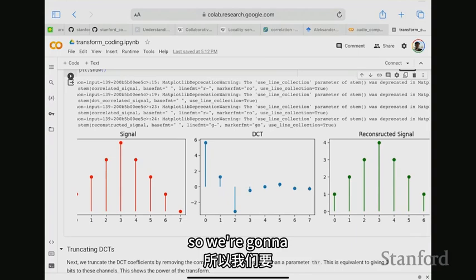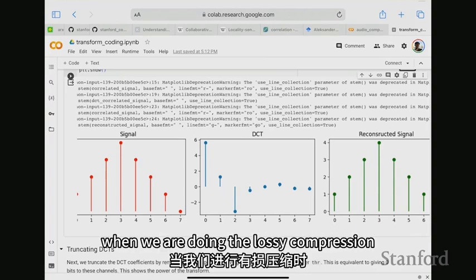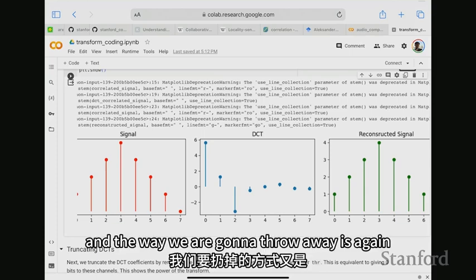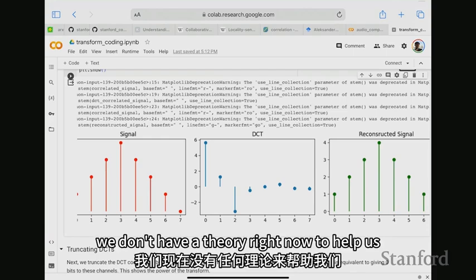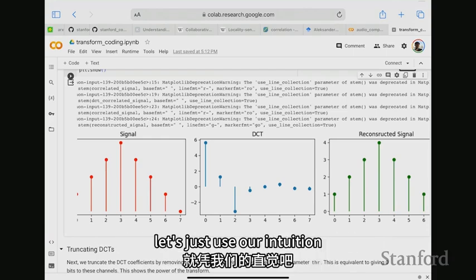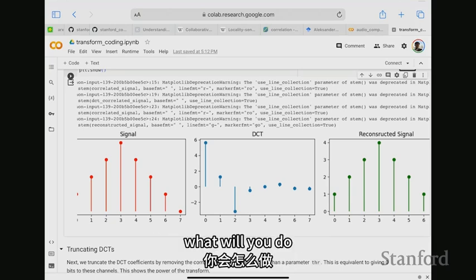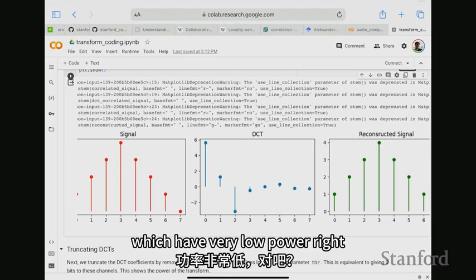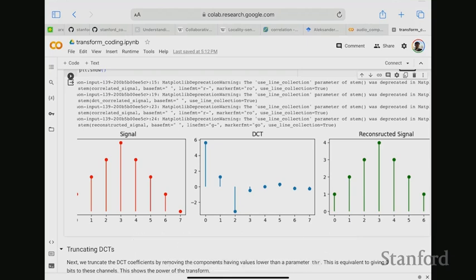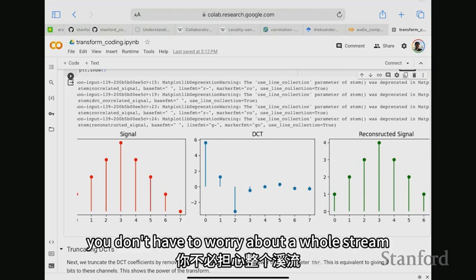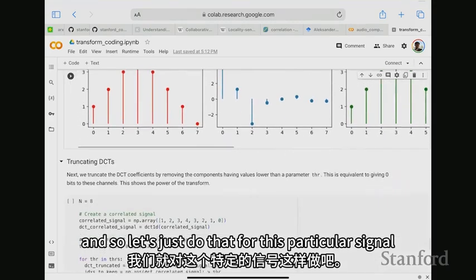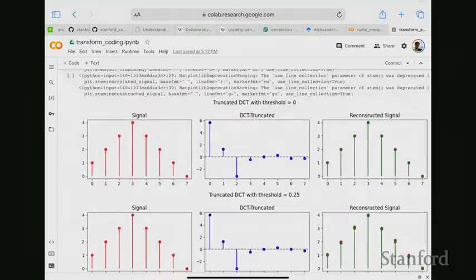But now you guys know what we are going to do, right? We are not going to keep the whole DCT when we are doing the lossy compression. We are going to throw away. And the way we are going to throw away is, again, let's just use our intuition. We don't have a theory right now to help us. What will you do? You will throw away the components which have very low power, right? That's one way to compress. And because then you don't have to worry about a whole stream, essentially, of things to quantize. Correct? And so let's just do that for this particular signal.